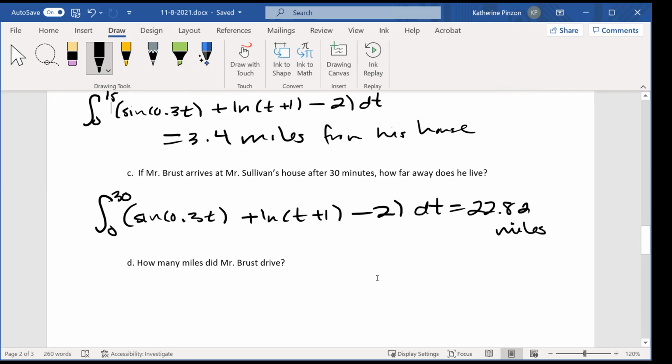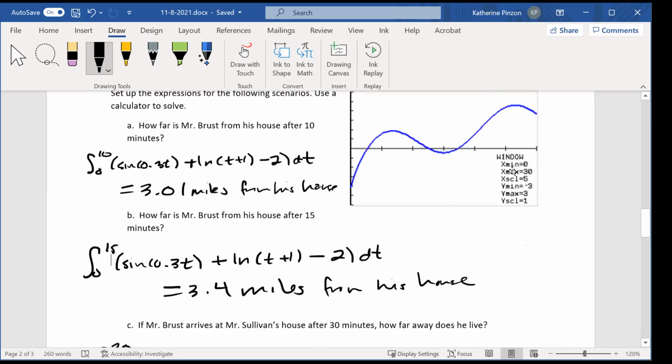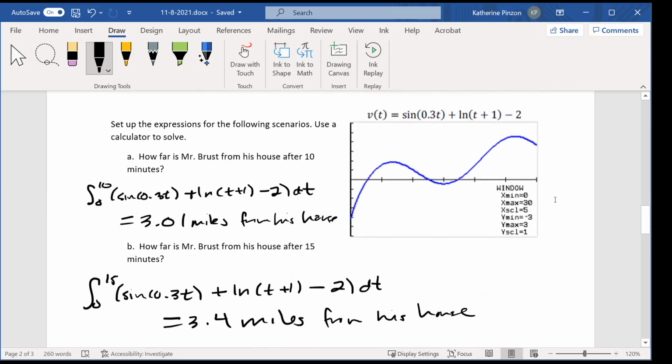So this last question asks, how many miles did he drive? So how am I going to compute how many miles he drove? And there are a couple of correct answers to this. I could use absolute value. Yes, if I use absolute value, what absolute value does is take every negative thing and make it positive. So it's going to put this guy up here and it's going to put this guy up here. And then I'm going to compute these areas.